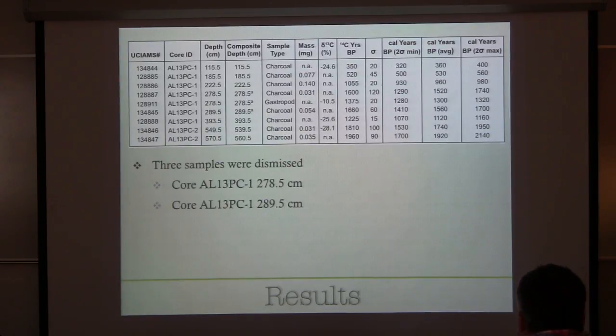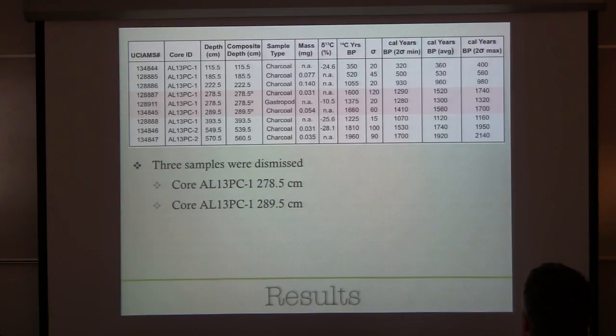Of the 9, 3 samples were dismissed. The first 2 were charcoal, which are highlighted, at depths 278.5 and 289.5. And the reason the charcoal was dismissed is if you look at the radiocarbon years, they're significantly older than the bounding dates, which tells us that they're stratigraphically out of place, and therefore, based on the law of superposition, we discarded them. The third one was this gastropod, and so we took the gastropod at the same depth we took charcoal.